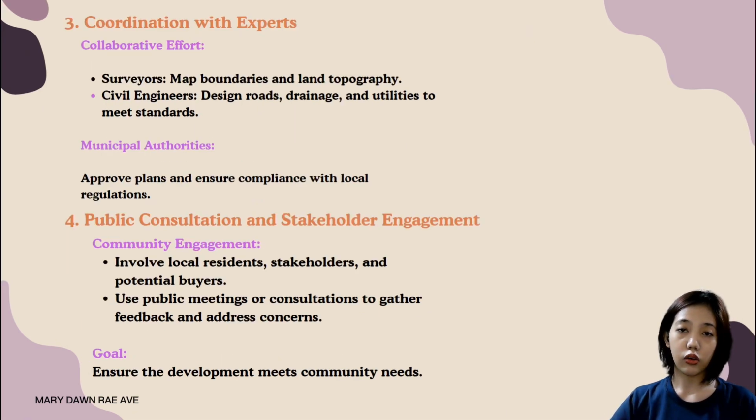Third is coordination with experts. Successful planning requires collaboration with various professionals. Like the surveyors, they help map out the exact boundaries and topography of the land. Second is the civil engineers. They ensure that infrastructures like roads, drainage, and utilities are designed to work efficiently and meet regulatory standards. Then, the municipal authorities, they provide approval and oversee compliance with local development rules.